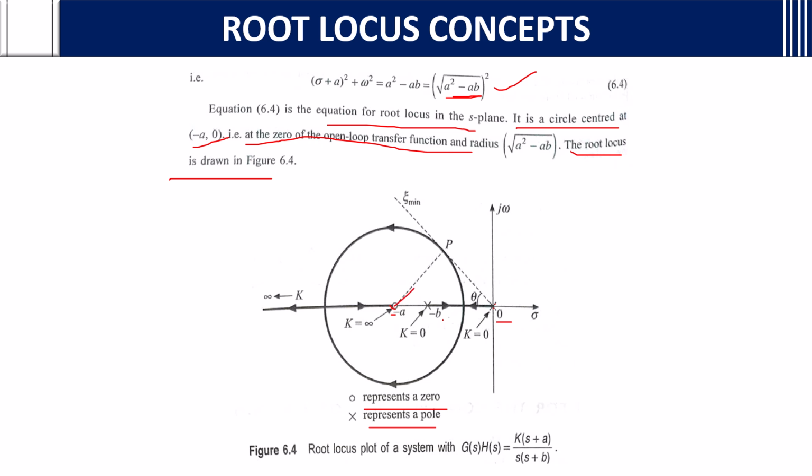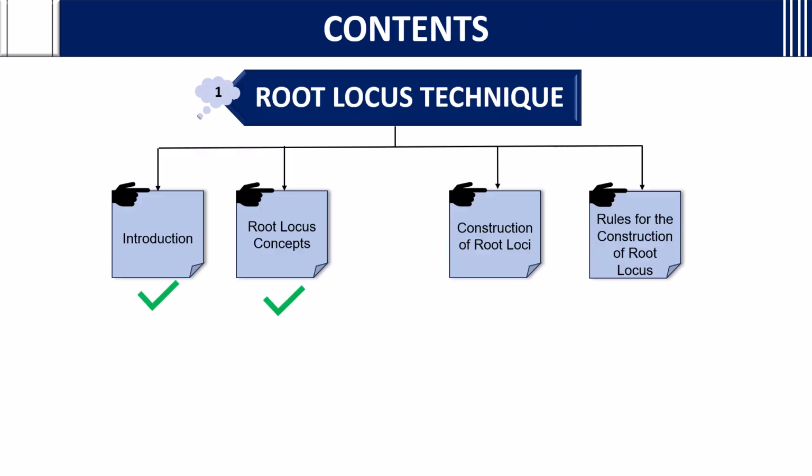Using this center, they have drawn a circle. This is k equals 0 and k equals infinity. These points are moving away like this. From here to here it is going, from here to here it is going, and from here to here, and from here to here. And this is what? Xi minimum, damping ratio. That is the angle. This is the tangent, this is the angle, and this is the radius. Like this we need to draw the root locus. Understanding?